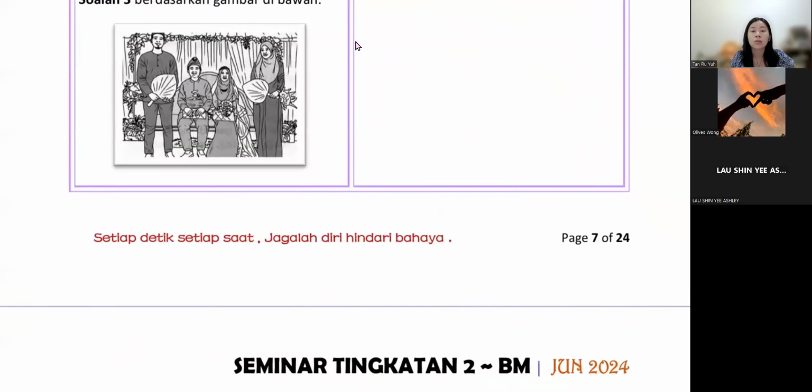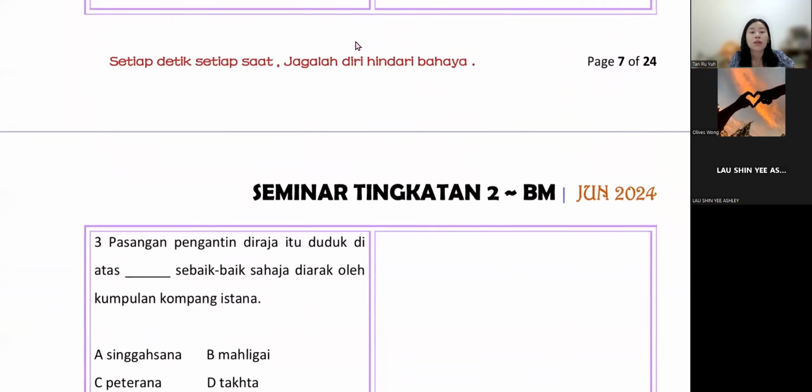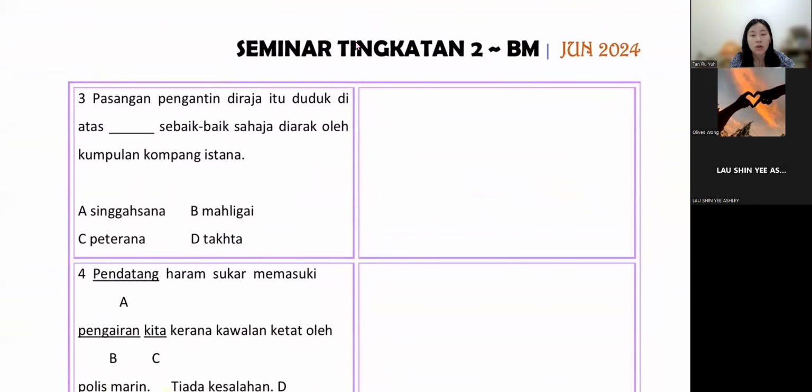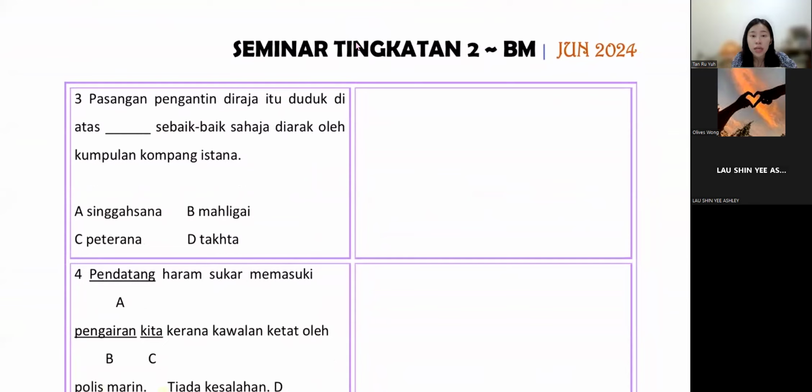Okay, see this, there's a bride and a groom. So, pasangan pengantin diarak, the royal pengantin itu duduk di atas apa? Sebaik-baik saja diarak, which is led by kumpulan kompang. Okay, you all have attended Malay weddings. They actually will have a kumpulan kompang first. Then the pengantin is at the back behind, following this kumpulan kompang. The kumpulan kompang hit the kompang and masuk dulu, and then baru the pengantin masuk.